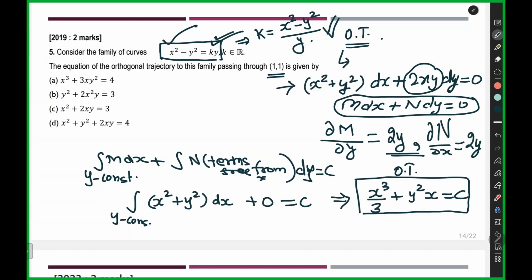Now we have to find the value of c, as the given family is passing through 1, 1. So if x is 1, y is 1, and we can say directly that c is 4 by 3. So which one is correct? Answer?